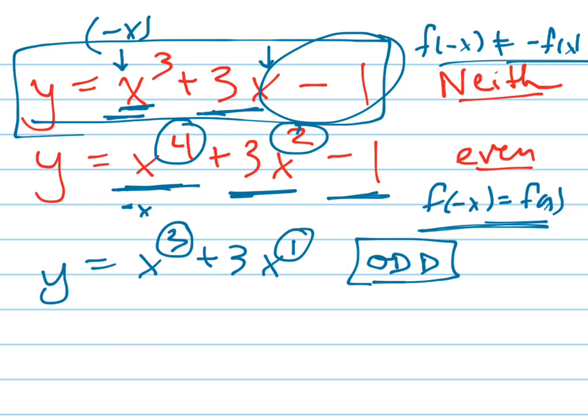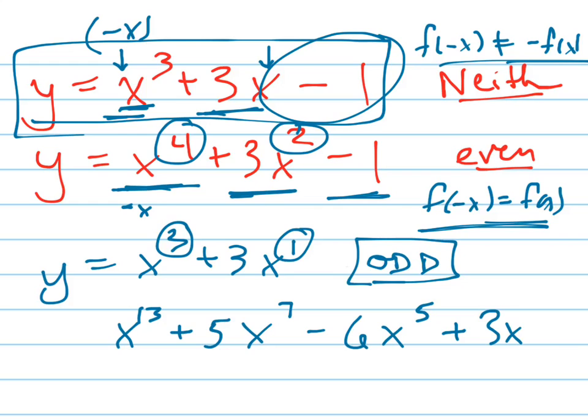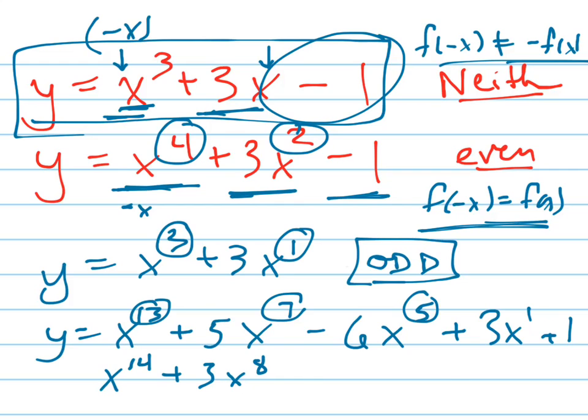So x to the 13th plus 5x to the 7th minus 6x to the 5th plus 3x: even, odd, or neither? Odd, because all the exponents are odd. But what if I add minus 1 or plus 1? Then it's neither. But if all of these are even, x to the 14th plus 3x to the 8th minus 7x to the 2nd, is that even, odd, or neither? Even. But what if I add plus 2? It's still even.